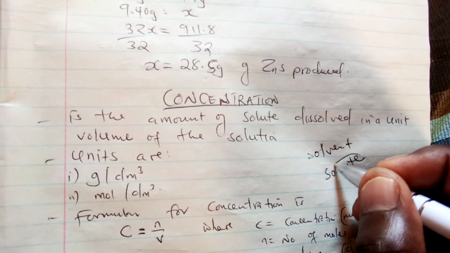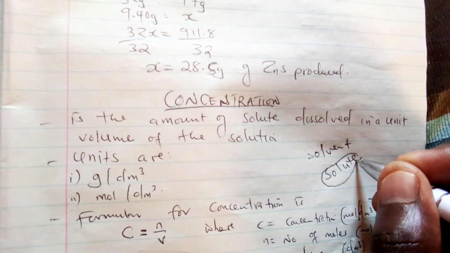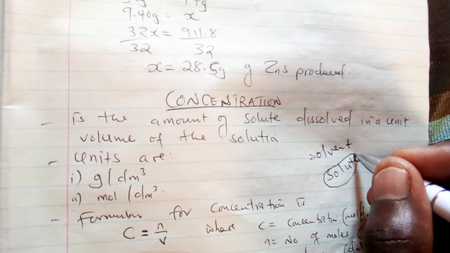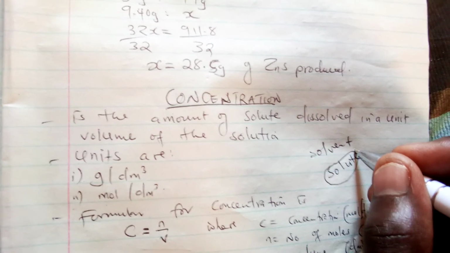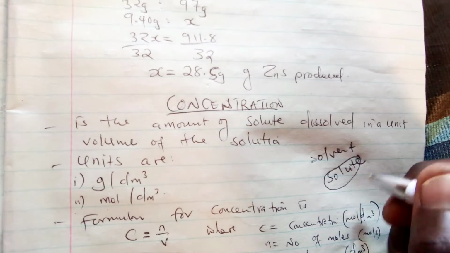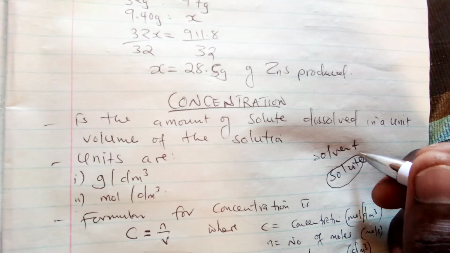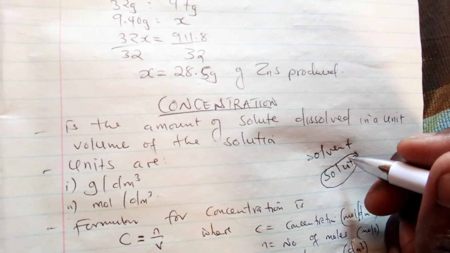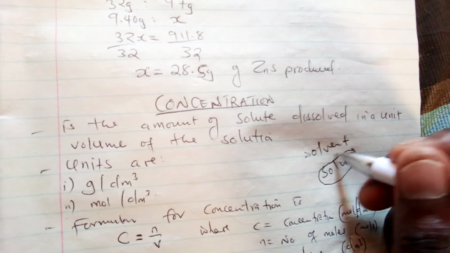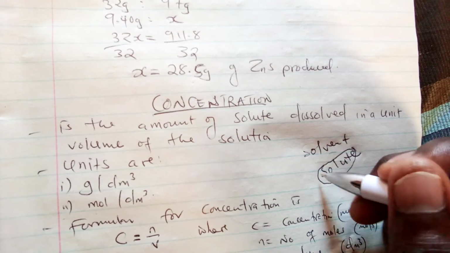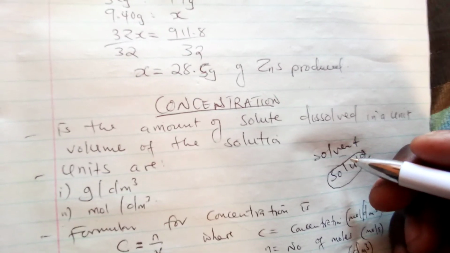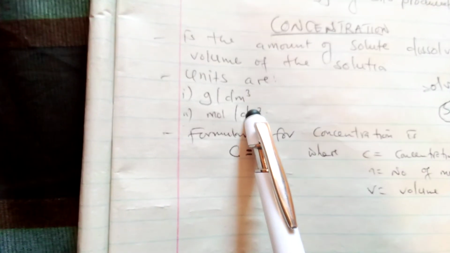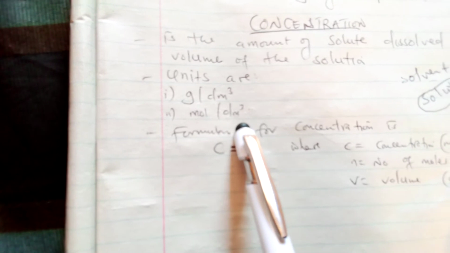A solute is any solid that dissolves in a solvent, like salt or sugar. When these combine, they form a solution. So when you say concentration, you want to find out how much of this is in a solution. That is what we mean by concentration. Concentration can be expressed in units, either grams per decimeter cubic or mole per decimeter cubic.